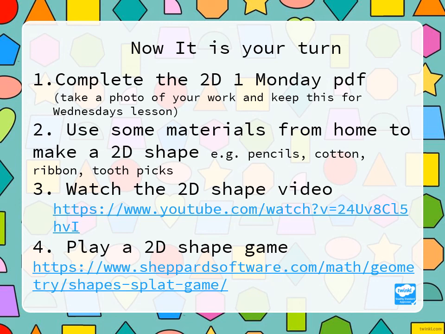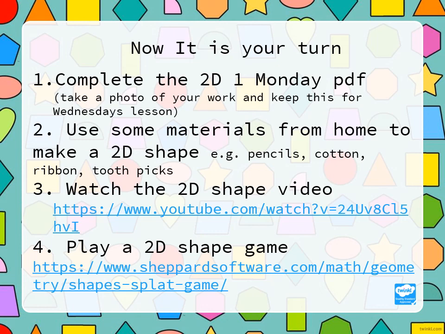Number 2, use some materials from home to make a 2D shape. For example, we could use pencils, cotton, or string, ribbon, toothpicks. So we can use different materials that you have at home to make different 2D shapes. And some of them will be easier to use with ribbon and cotton, like our curved shapes. But then we can make all of our straight sides really well with pencils and toothpicks.